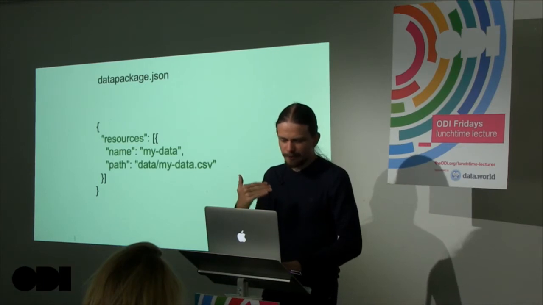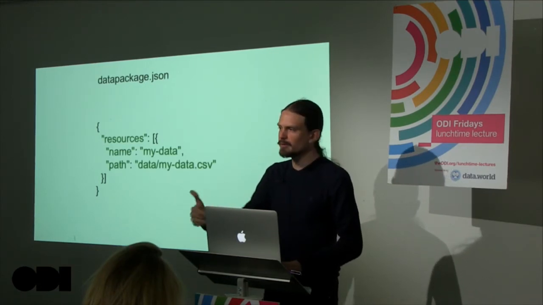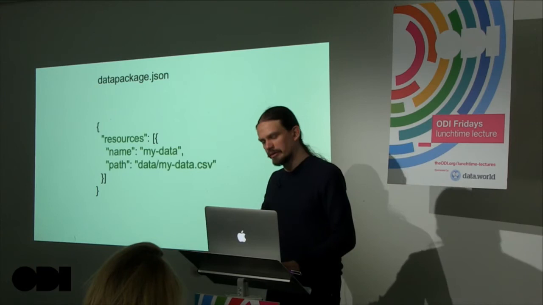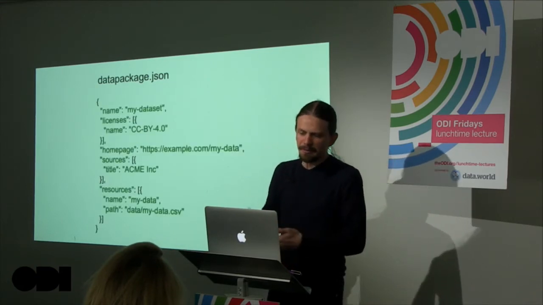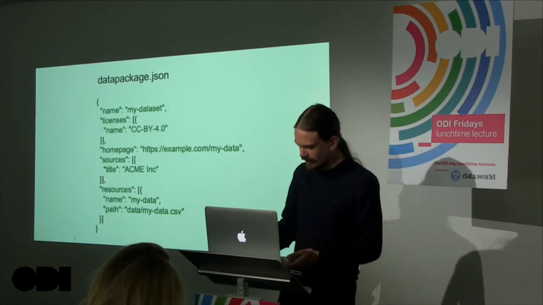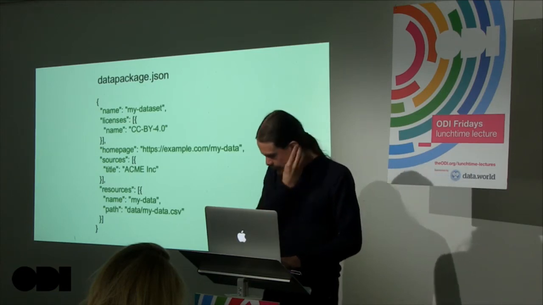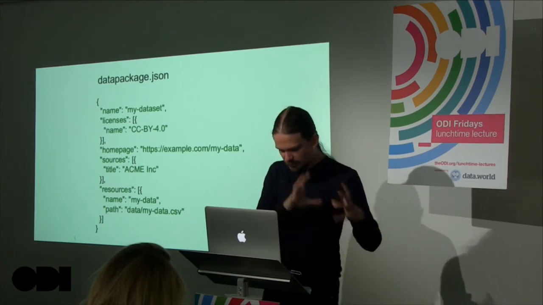And then as much as you use the specification, as much as you add more information, it gets more useful for you. So here we add in more like licenses and the source and the name of the data set itself. So, okay, so this is Frictionless Data.